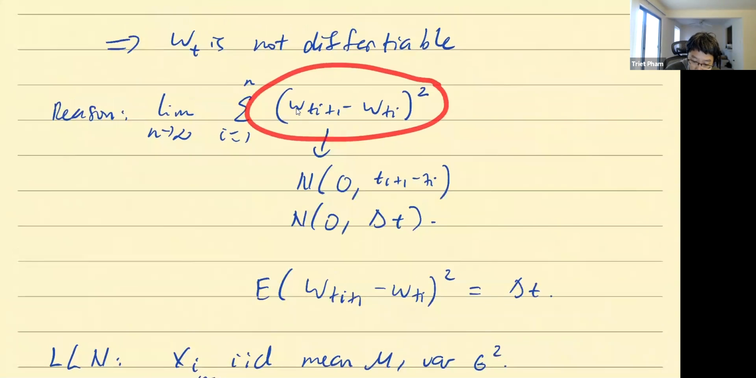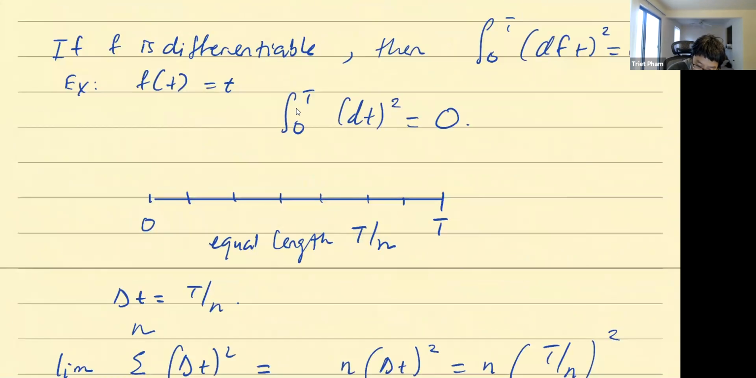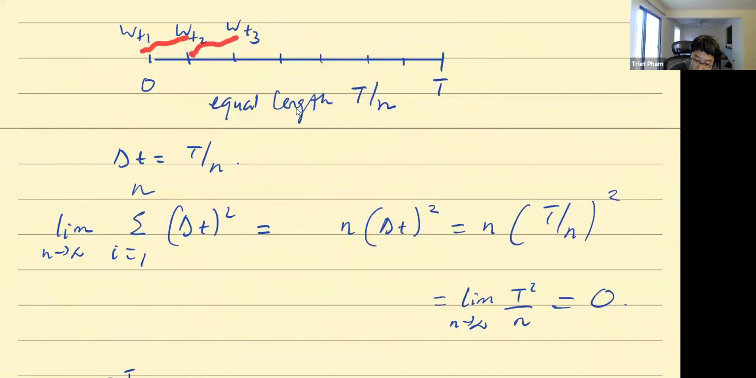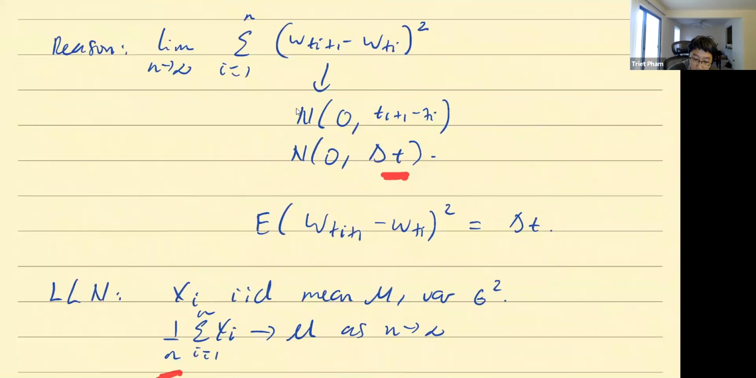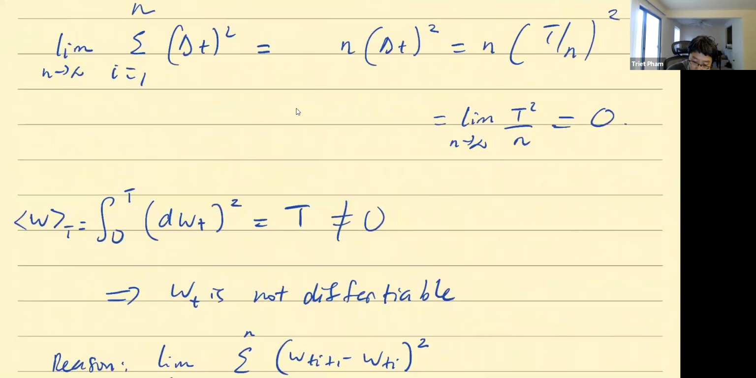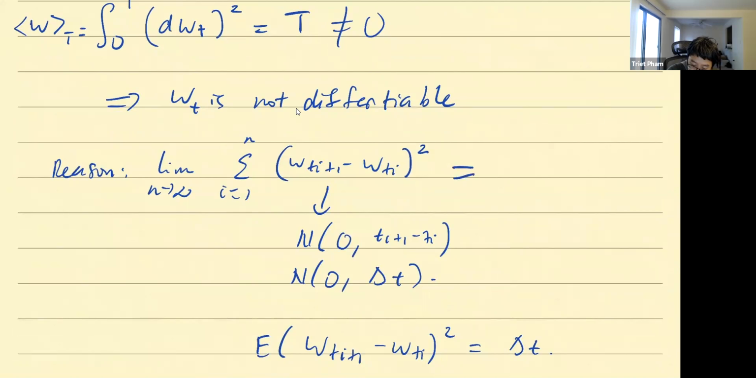The Brownian motion has independent increments. What I mean is, say we have W_{t3}, W_{t2}, W_{t1}. The increment from here to here is independent of the increment from here to here. So this is actually summing a bunch of independent random variables. I don't need to divide by n because the delta t scales like 1 over n. So this is a version of the law of large numbers, which says that this is just a sum of delta t, which is by definition t.